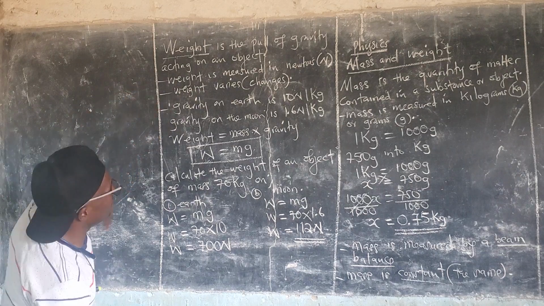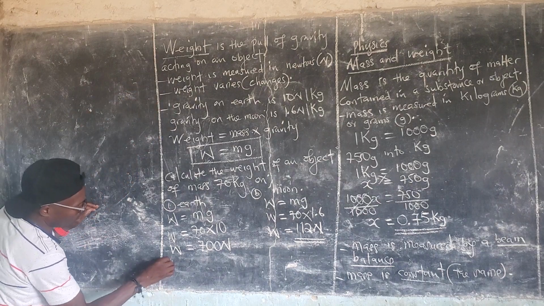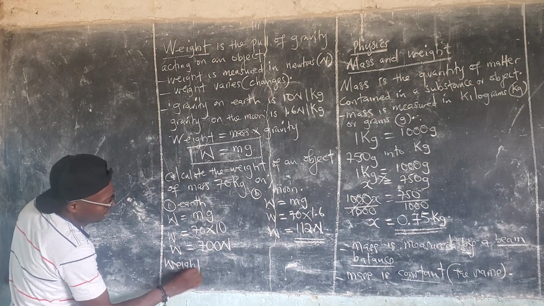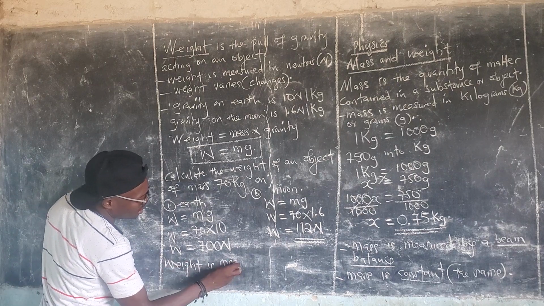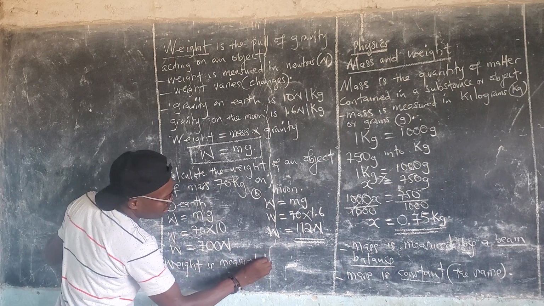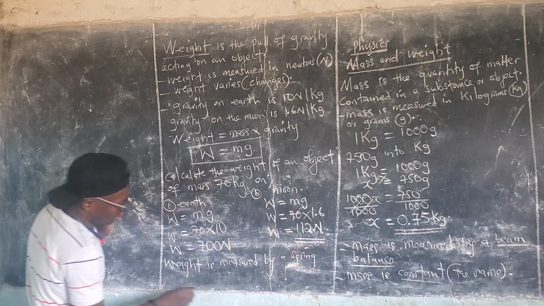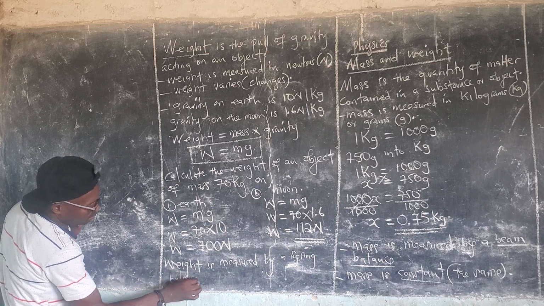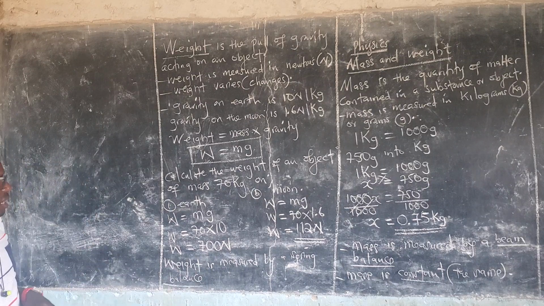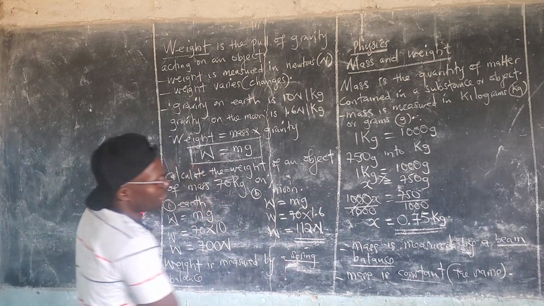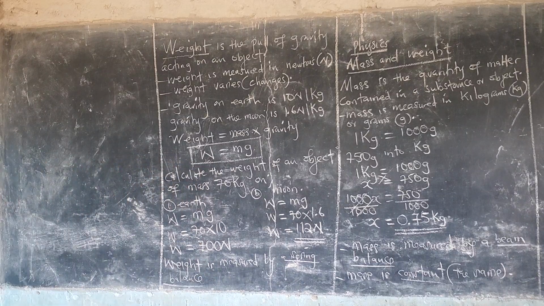Then weight is measured by a spring balance. So a spring balance is the one which measures weight, while mass is measured by a beam balance. So those are the differences. The question will come where you'll be told to find the differences between mass and weight.